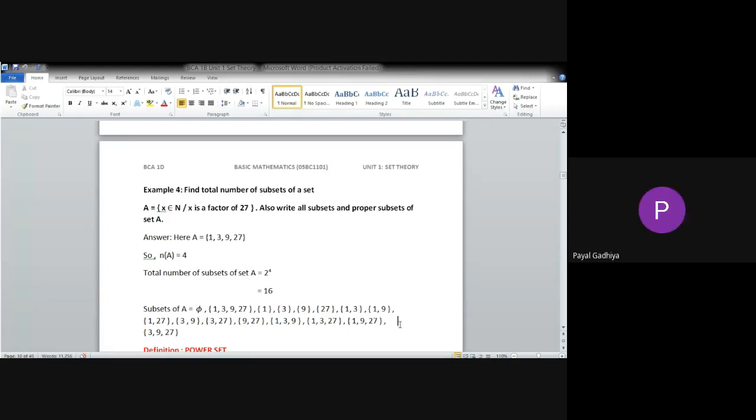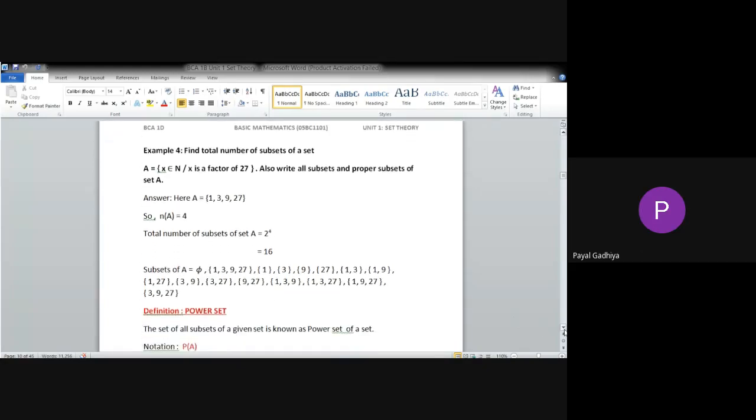Okay, so are you clear with this example so that I can go to the next topic? Yes, ma'am. Okay. So the next is power set. What we mean by power set is the set of all subsets of a given set. We know how we can find these subsets, then we make a collection of those subsets and that collection will be a power set.